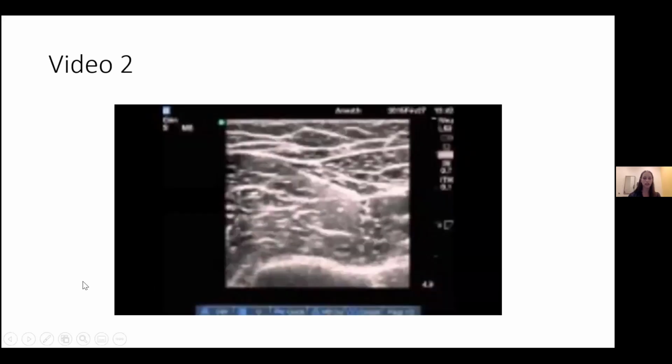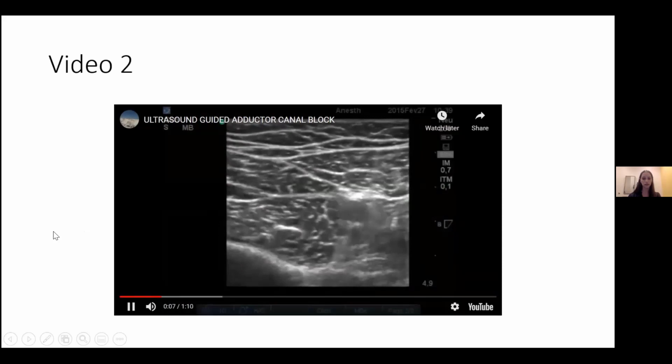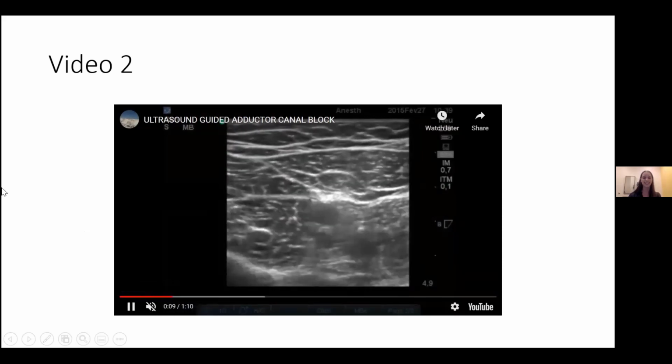All right. And then in this next video, I think this is a really good video because there's multiple injections of local anesthetic above the area that you want to be. So it really shows the difference of what the target looks like versus what would be incorrect spread, which is really easy to do.